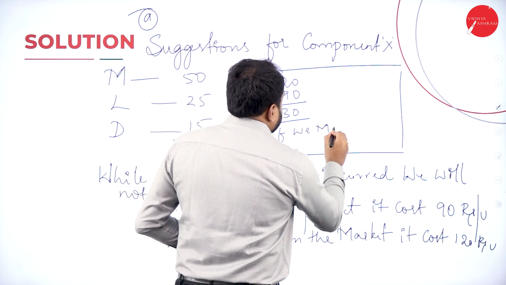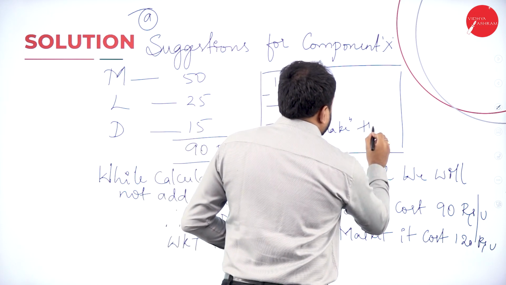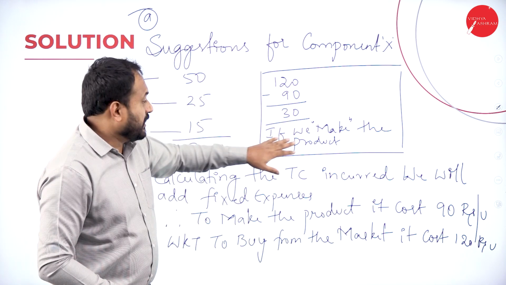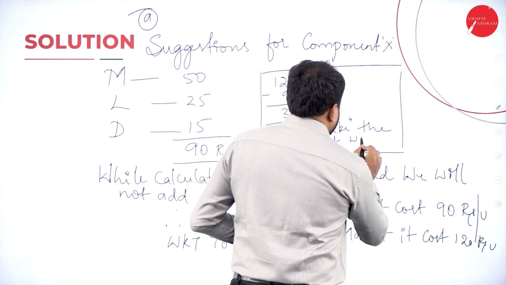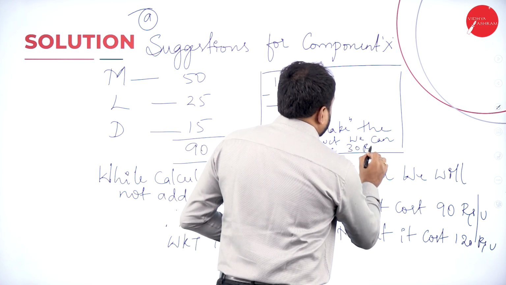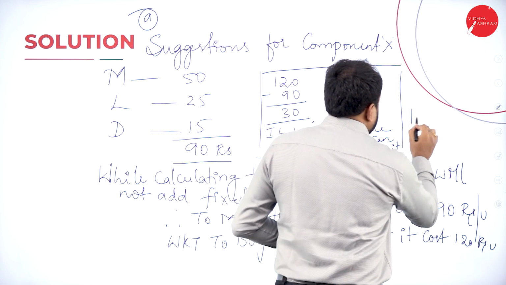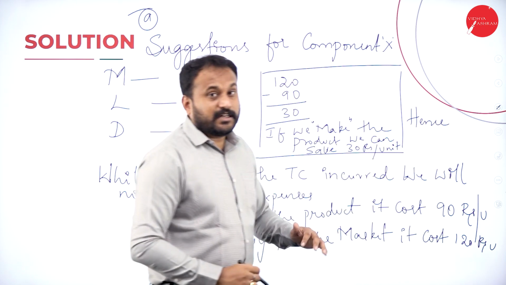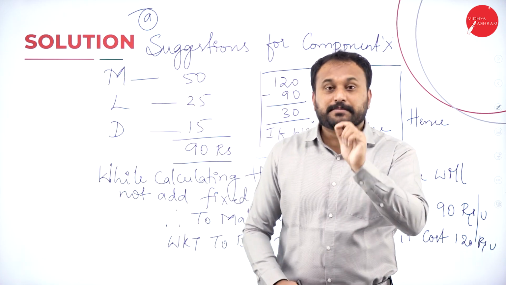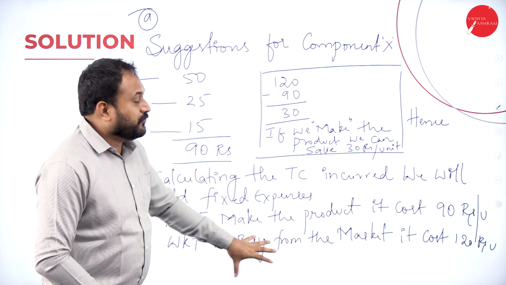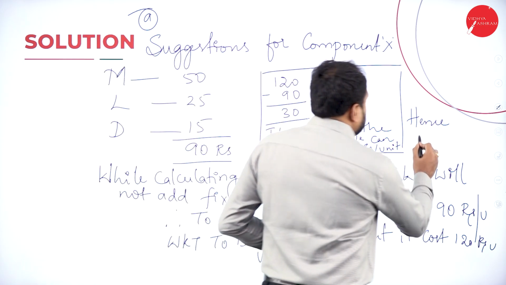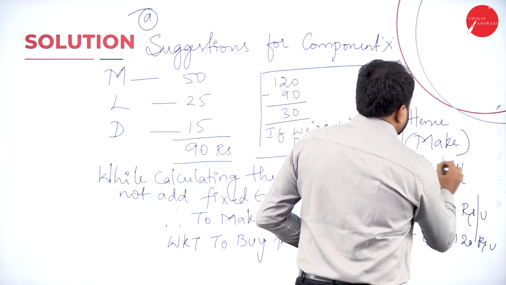If we make the product, we can save 30 rupees per unit. Hence, we will make the product. If you write this completely, you will get 6 marks for only question number A, because you will draw all the working notes and then suggest to the management to make or to buy. Hence, the answer here is: make the product.